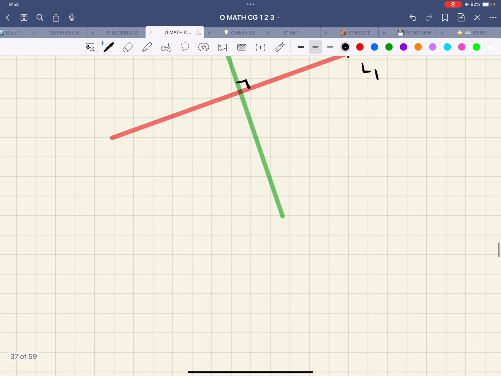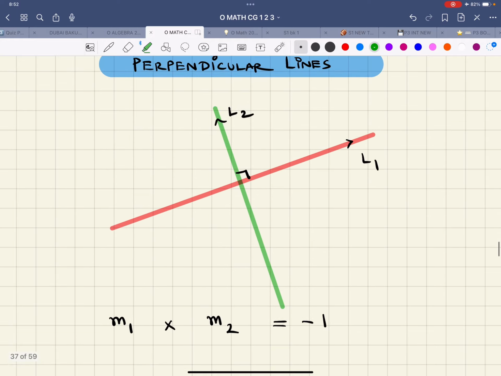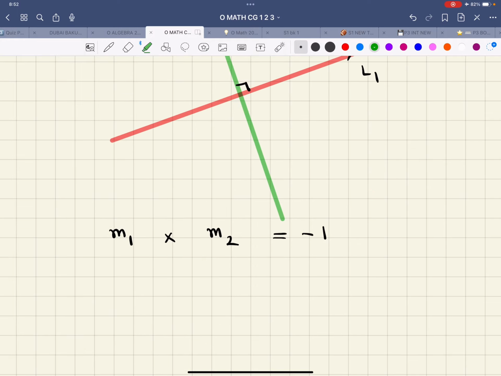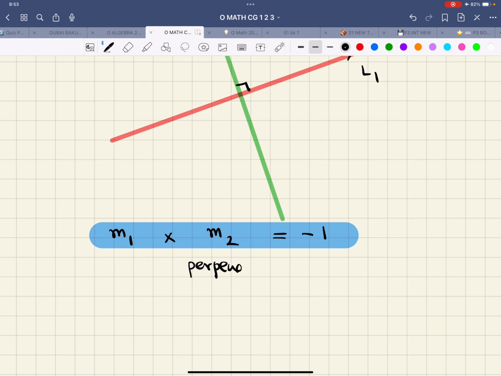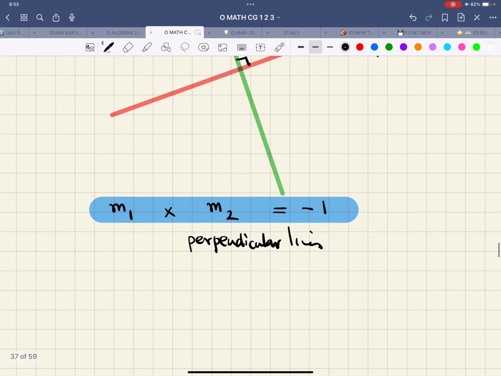The gradient of line 1 is denoted as m1. The gradient of line 2 is denoted as m2. The rule says these two gradients will multiply to give you negative 1 if we are talking about perpendicular lines. Let me highlight this. So if the lines are perpendicular, their gradients multiply to give you negative 1.